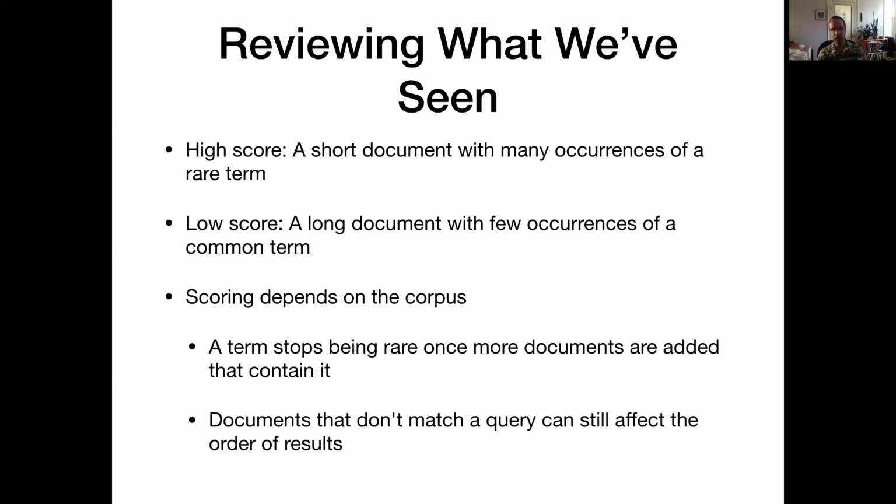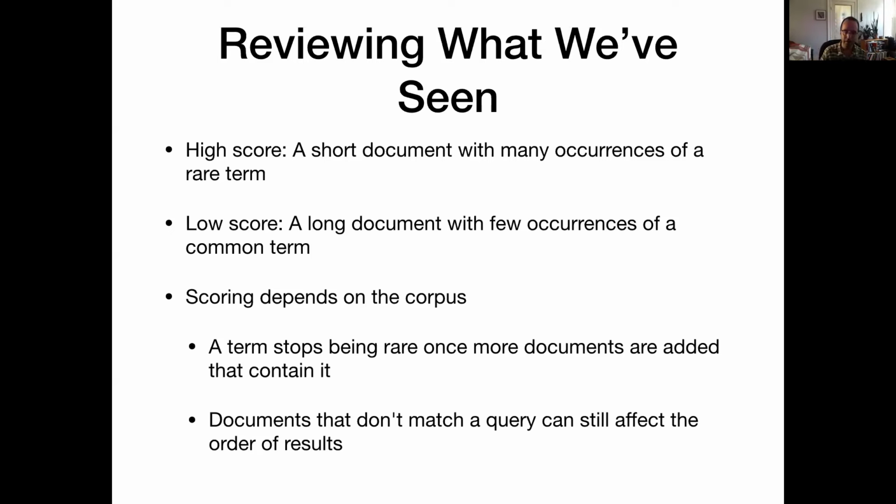So we have more to see here, but I want to do a quick review of what we've seen so far. To summarize the behavior we've seen, the documents that are going to get a high score are shorter documents with many occurrences of a rare term. And the documents that are going to get a lower score according to BM25 are longer documents with fewer occurrences of a term that's generally common in the index.